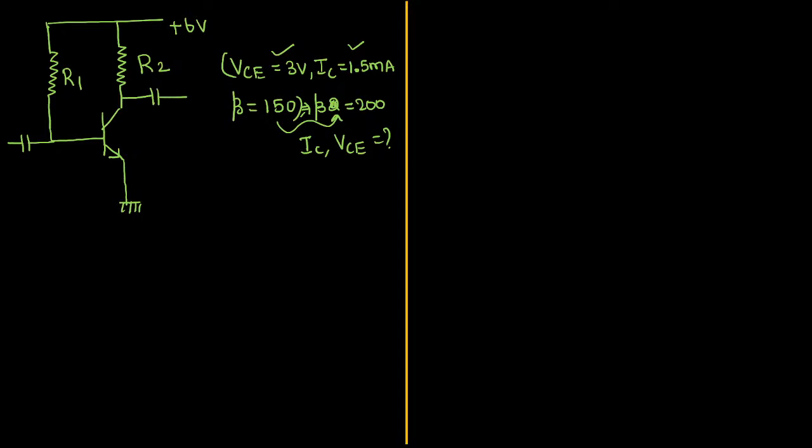But R1 and R2 are not given. So indirectly, what is the data given, and what can we do with it? That's all. Just think for a few minutes at least, try. Then I will be dropping the answer, don't worry if you don't get it.